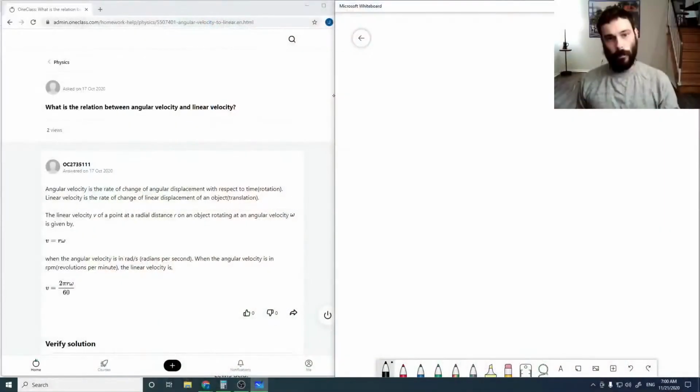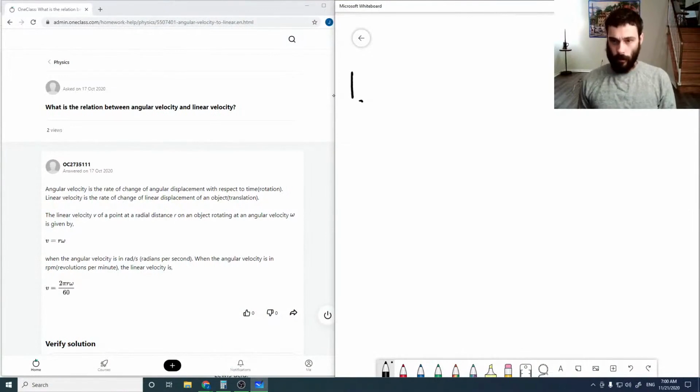Today I'm going to run through a few undergraduate level physics questions. So here's our first one. What is the relation between angular velocity and linear velocity?